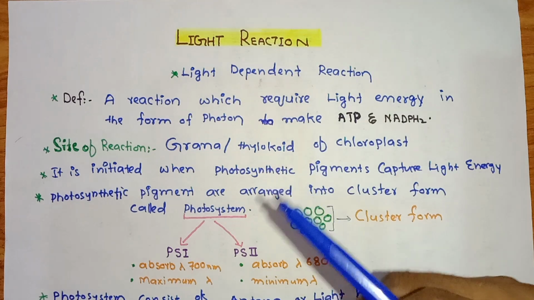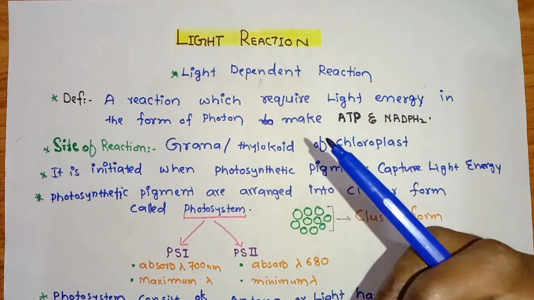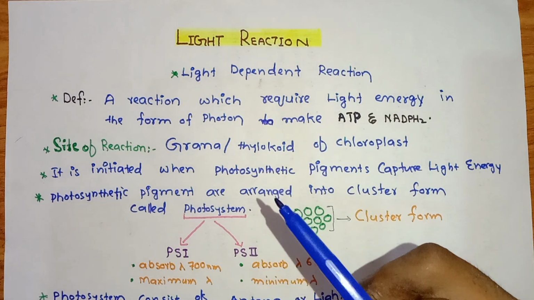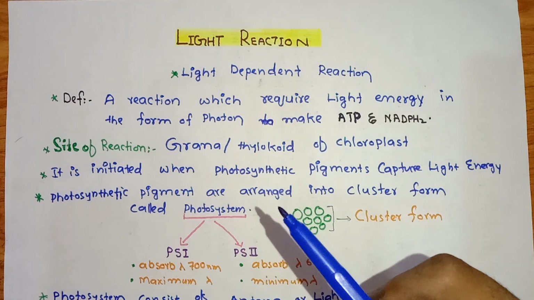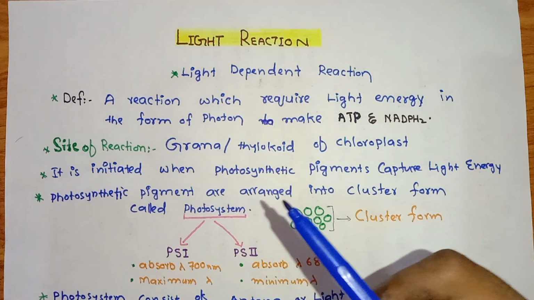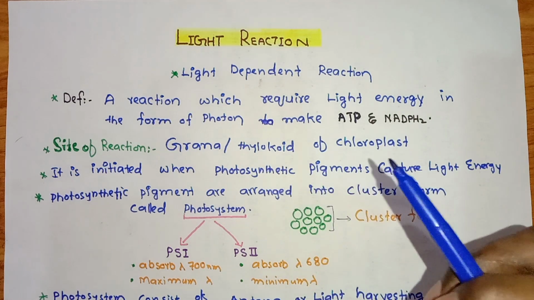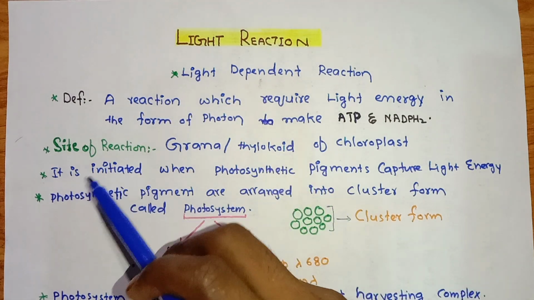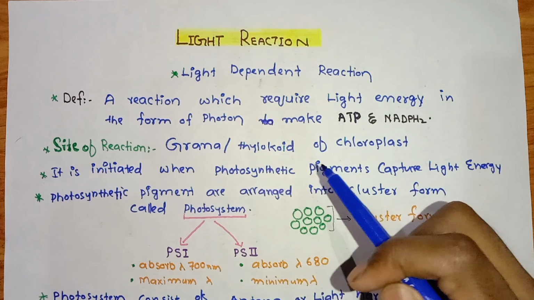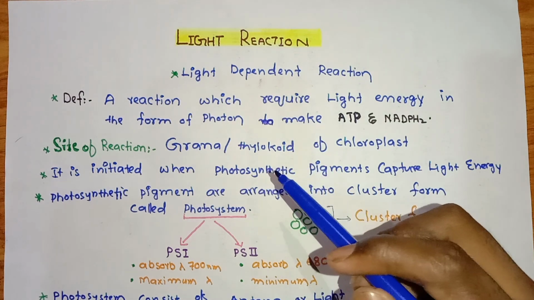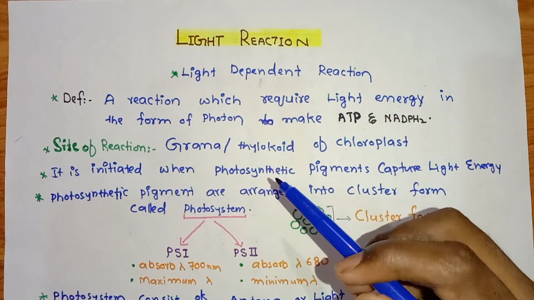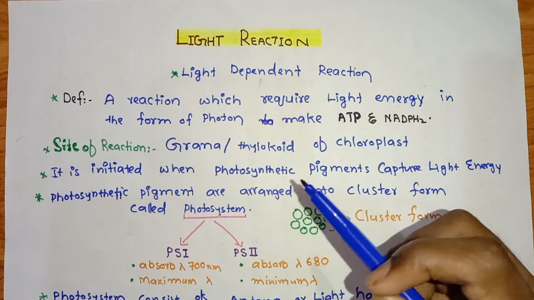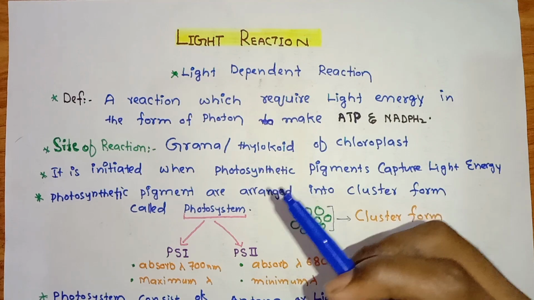So, the light reaction is a process in which ATP and NADPH2 are formed by using light energy. That light energy comes from the sun in the form of photons, and that energy makes the ATP and NADPH molecules. So, what is the site of reaction where the light reaction occurs? It occurs in the chloroplast. In the chloroplast, thylakoids are arranged in stacks called grana. So the reaction occurs in the chloroplast, on the thylakoid membrane.